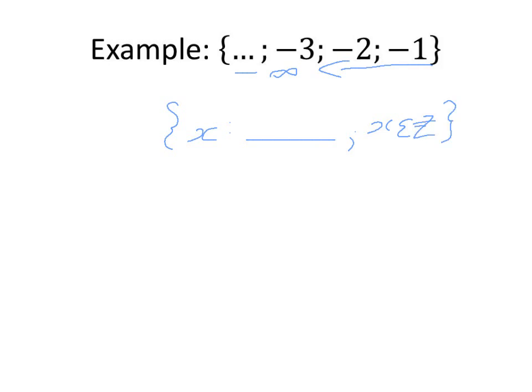Now let's get the middle part going. In this case, on the side, we can write, we're going from negative 1 down. In other words, x is smaller than or equal to negative 1. That's easy enough. X is smaller than or equal to negative 1.